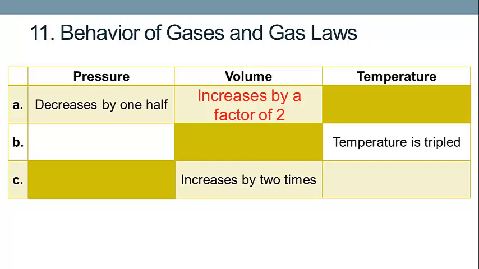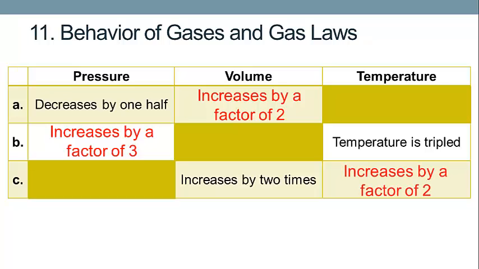For the next one, if the temperature is tripled and volume stays the same, that means pressure will also be tripled. So direct relationship here. For the last one, if the volume increases by 2 times, the temperature has to increase by a factor of 2 as well. This is to maintain the constant pressure. Normally, if you make a container bigger, that's going to cause the pressure to go down because there'll be fewer collisions. So that gas would have to heat up in order to maintain a constant pressure.